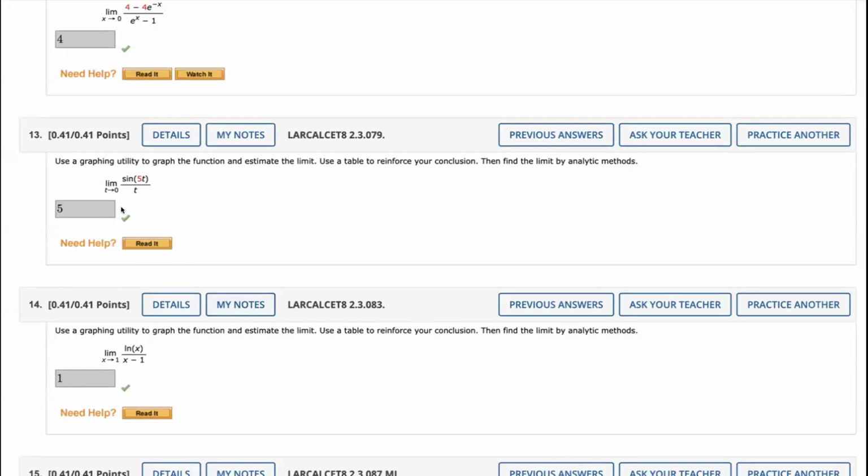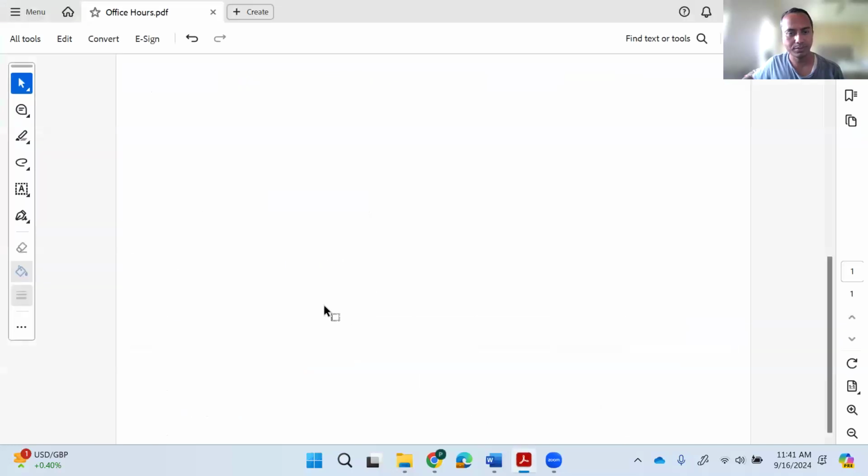It says the limit as t approaches 0 of sin 5t over t. So you are trying to find the limit of this sine function, sin 5t over t, when t approaches zero, right? Yes, sir. Okay, so if you stop sharing your screen, then we can go from there. I'm going to share my screen.